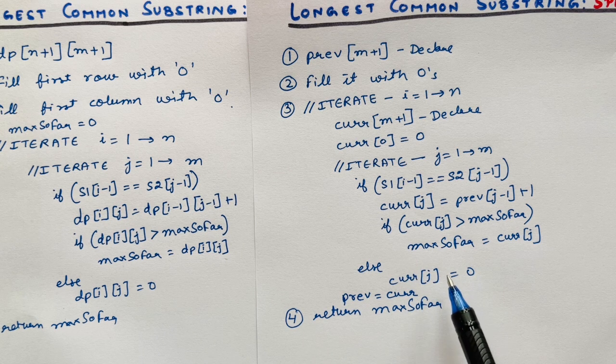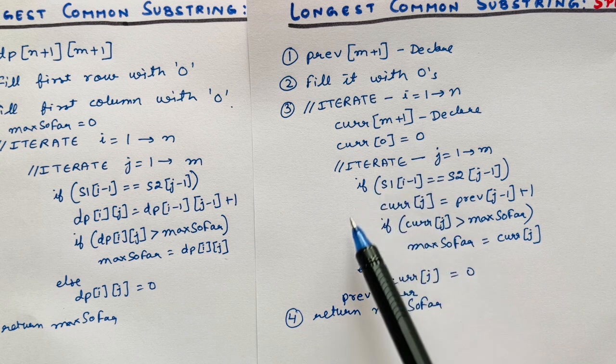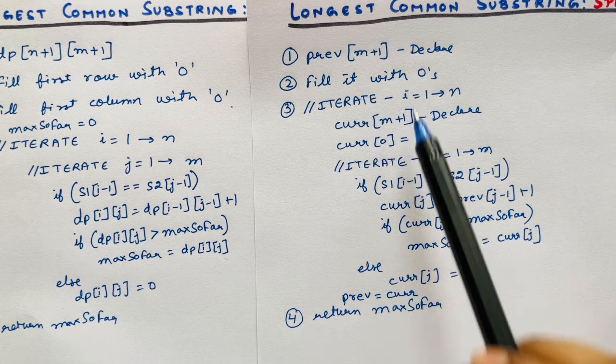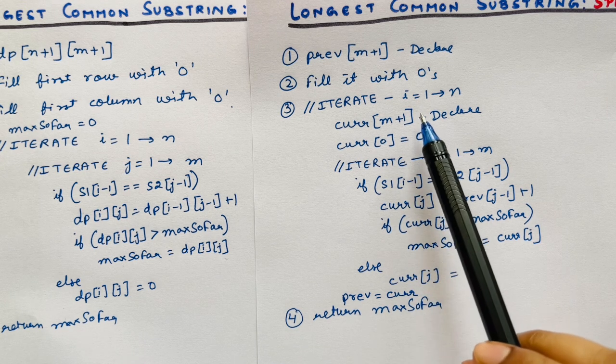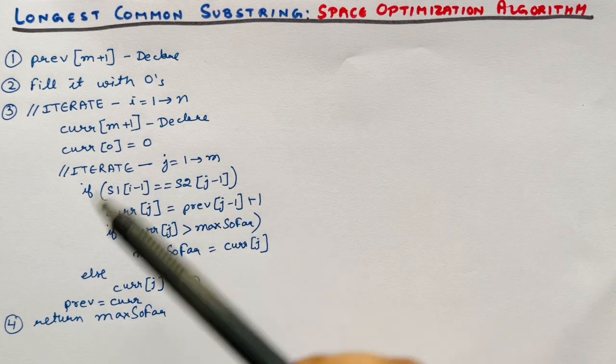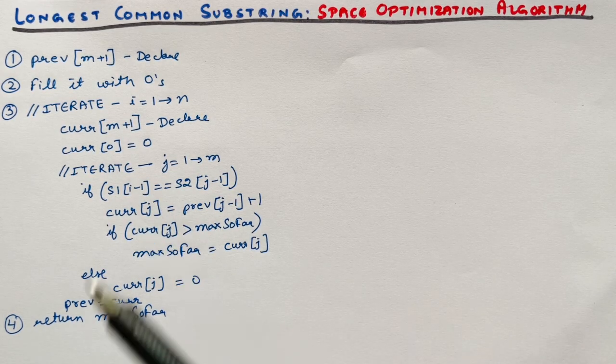And if the two characters were not equal at all, then the value at current j will be equal to 0. Thus, when we are done filling the whole current row, we will move to the next iteration for this loop. Before moving to the next iteration, we will point our previous to current, because now our current will act as previous in the next iteration. And finally, we will return the max so far. This completes our bottom-up approach of solving this problem, which is also space optimized.